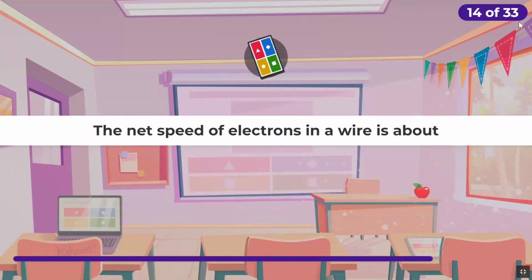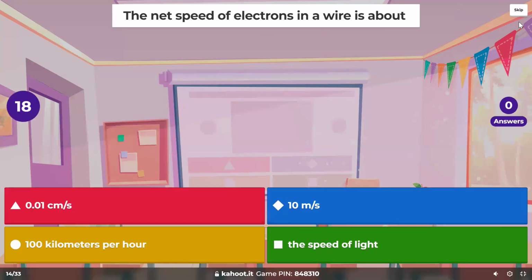Here, this question: the net speed of electrons. Take a guess. How fast? Turn on a flashlight. How fast are electrons actually moving? Flip on the lights in this room. How fast are those electrons moving?